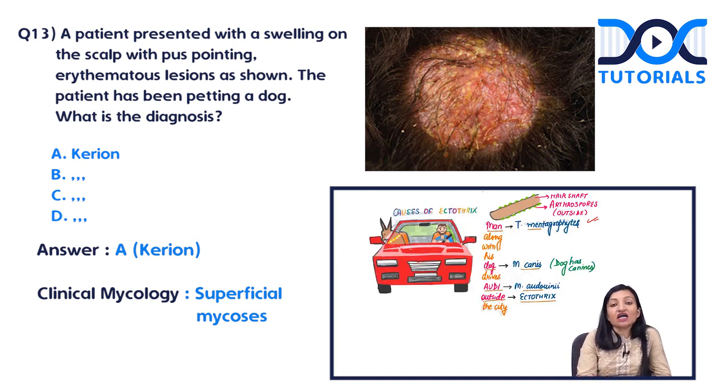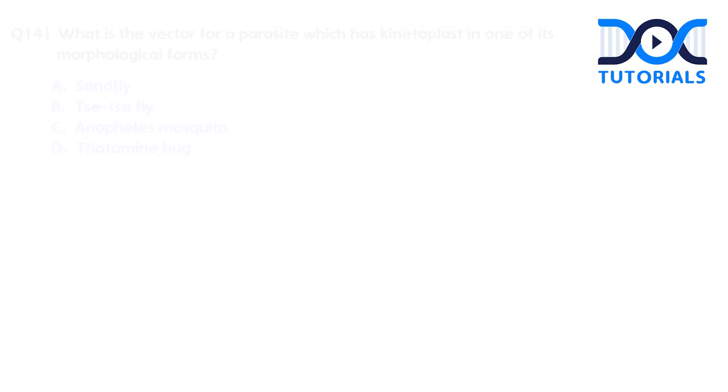Now, Chirion and Favus are two types of Tinea capitis, and the other two types I want you all to remember are ectothrix and endothrix. Alright.